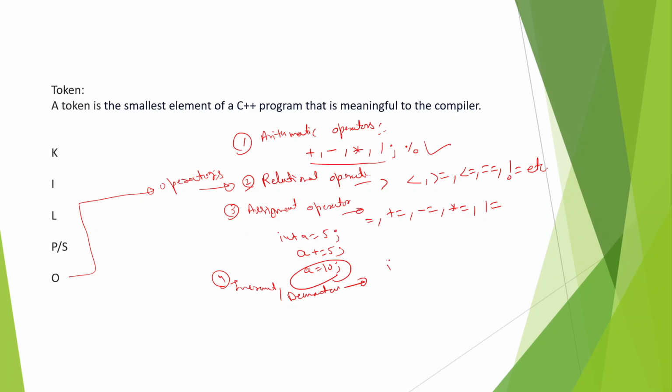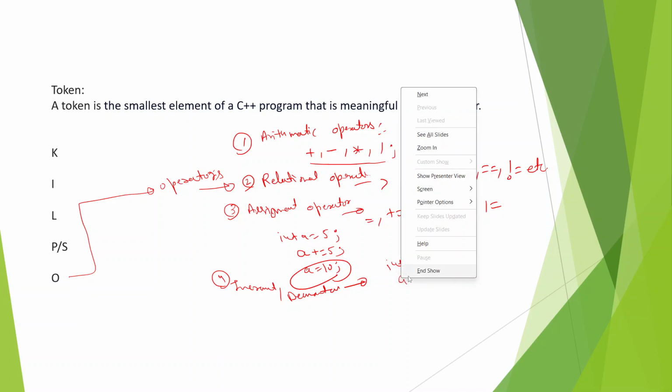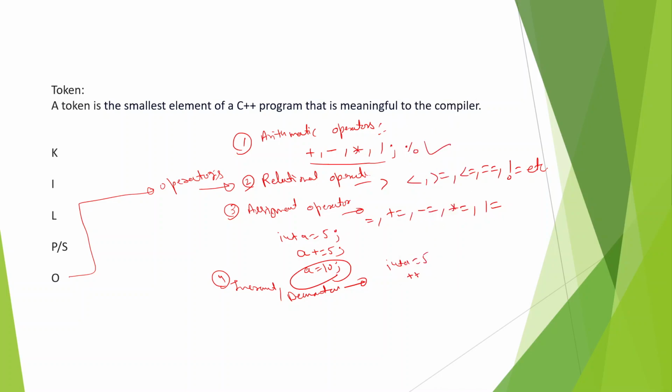Suppose we have int a is equal to 5 and we write a plus plus. A plus plus means a is equal to a plus 1, so the value is incremented to 6. And if you write minus minus a, then the value is decremented to 4.